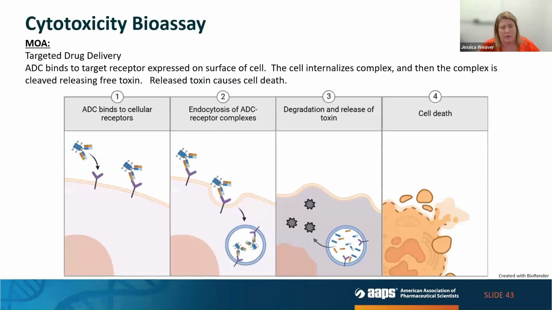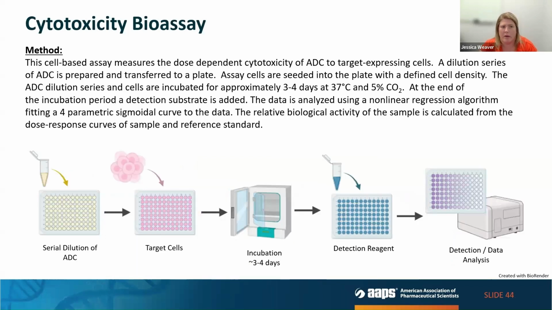Continuing the conversation on control strategy, I want to discuss cytotoxicity bioassay, which is a targeted drug delivery. And we've hit on this a little bit where ADC binds the receptor, endocytosis happens, it takes in the entire complex, proteases cleave the toxin and the linkers, and so there's degradation, and that toxin is then released to the interior part of the cell, and then that released toxin causes cell death. And so to mimic this mechanism of action within an assay, we can perform a cytotoxicity bioassay.